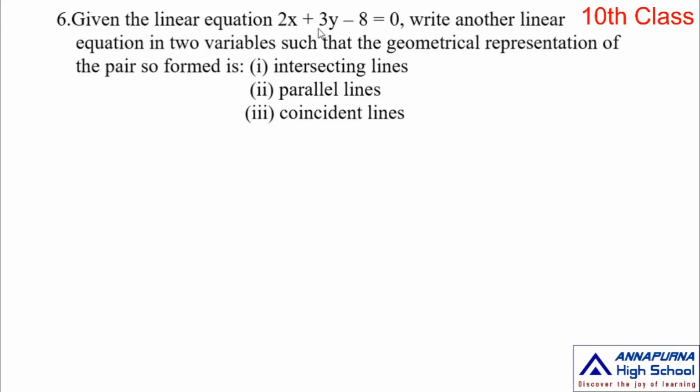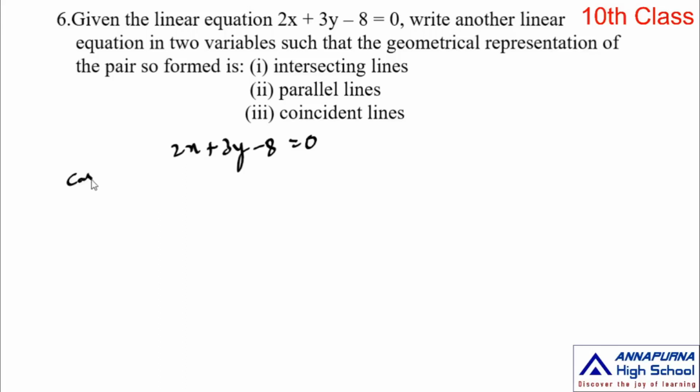Given the linear equation 2x plus 3y minus 8 is equal to 0, write another linear equation in two variables such that the geometrical representation of the pair so formed is intersecting lines, parallel lines, and coincident lines. So out of the pair of linear equations, one equation is given, that is 2x plus 3y minus 8 is equal to 0, and you write another equation in two variables such that the geometrical representation of the pair so formed is, one is intersecting lines, another one is parallel lines, another one is coincident lines.